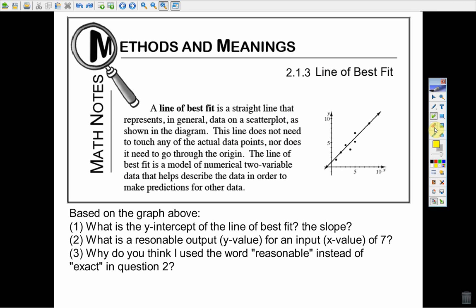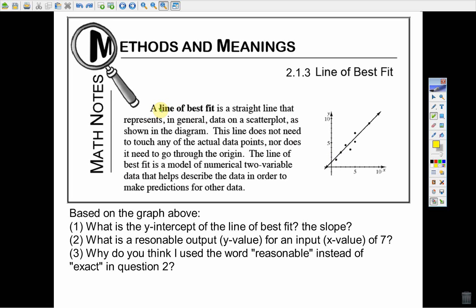This is Mr. Jewell talking, and we're going to be looking at section 2.1.3, line of best fit. So this should be a really quick Math Notes. We're just going to take a look at this graph here. We have a graph that's a scatter plot, you may recall that from last year, of two sets of data. We have an X and Y that we're comparing. Now usually we would have some units on that graph. This one doesn't have any units, so we're just looking at the dots. And we're imagining that there's a line drawn through there, and that's the line of best fit.